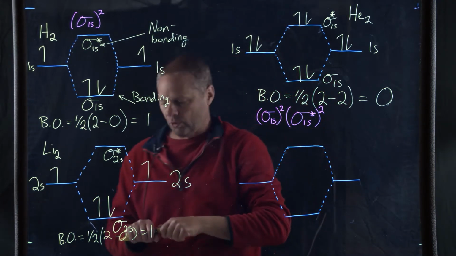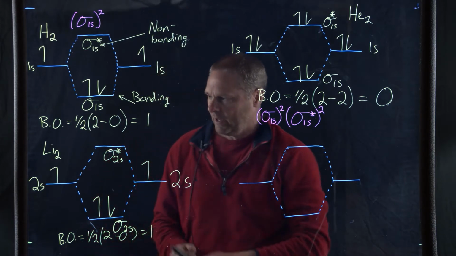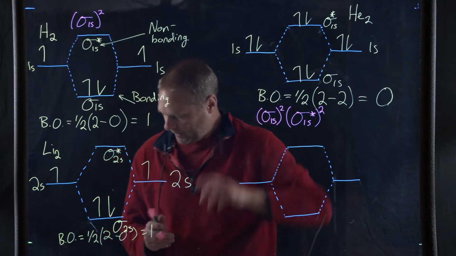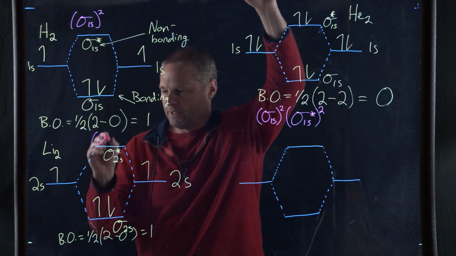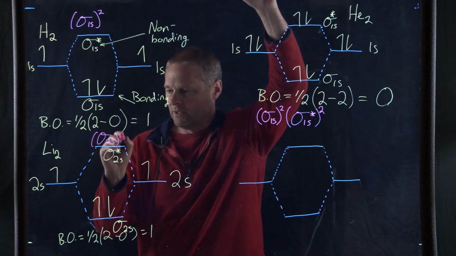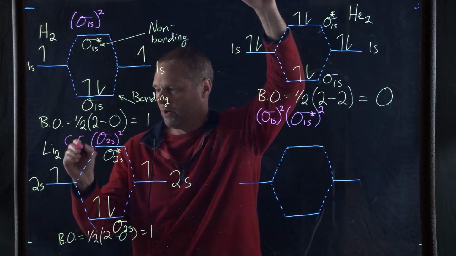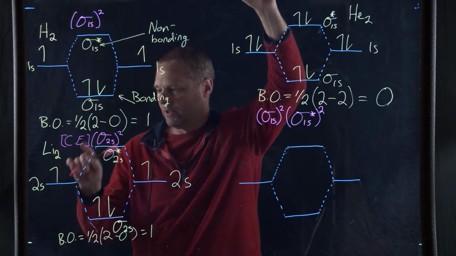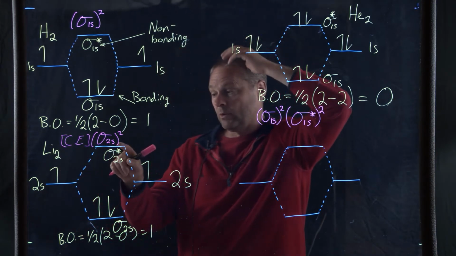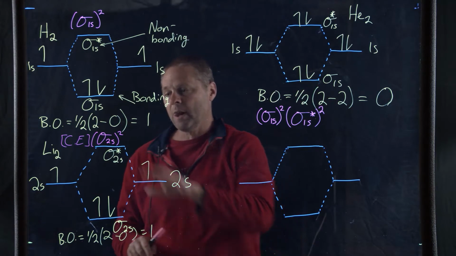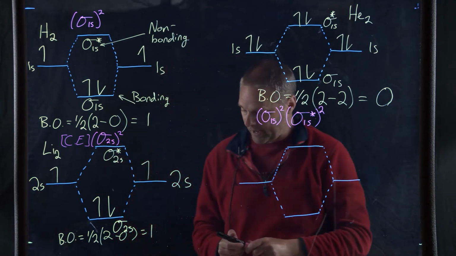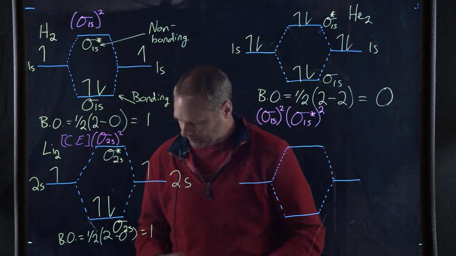The shorthand notation for this is very simple. It's going to be sigma 2s2. Now over here would be the core electrons. We're not too worried about that. I'm more concerned about the valence electrons. So this would be the shorthand notation for lithium 2.